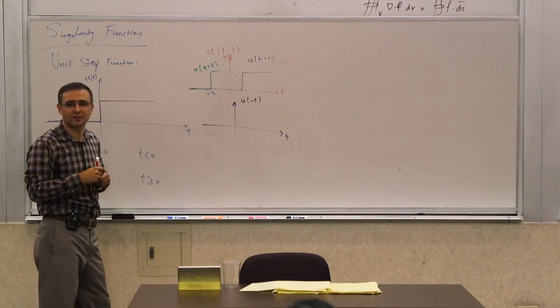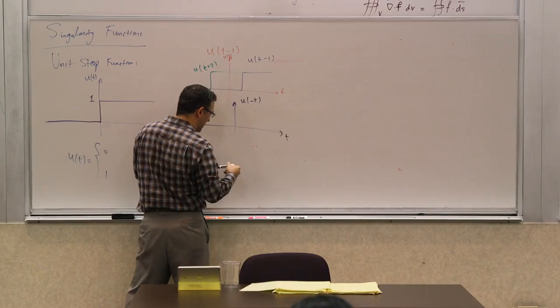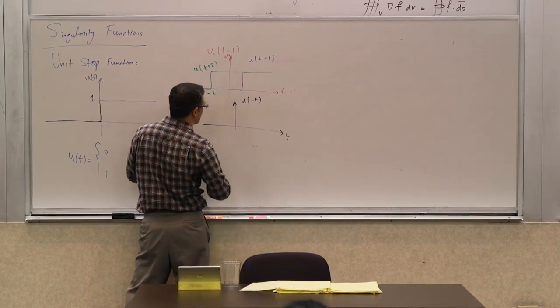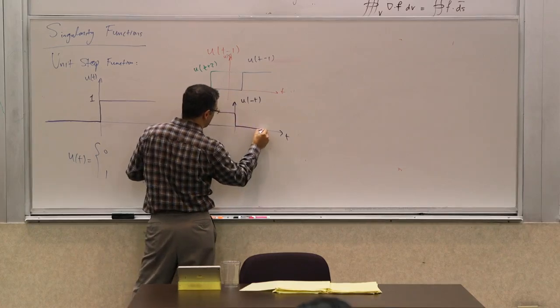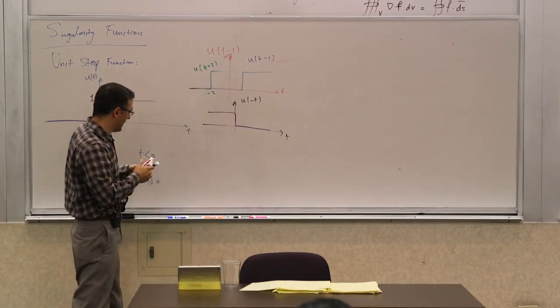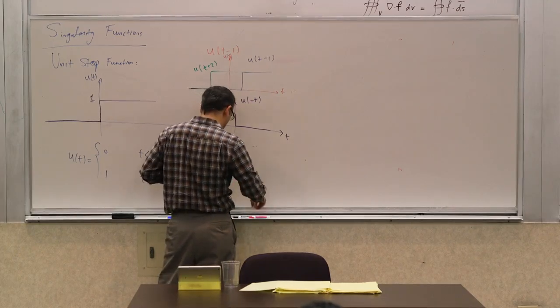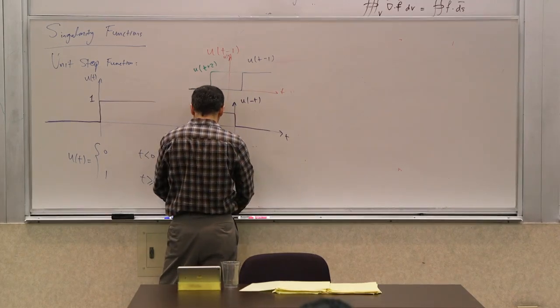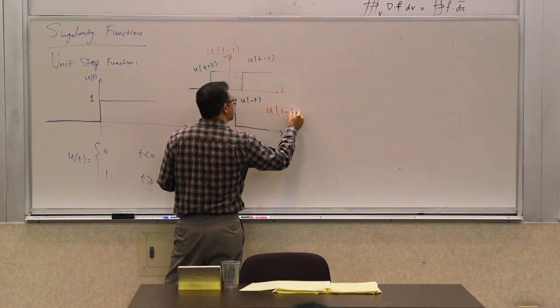What does it look like? It flips, yeah, exactly, it's the mirror image. It flips horizontally. So this is u of negative t. If you get this next one right, then we're good. So what is u of 1 minus t?